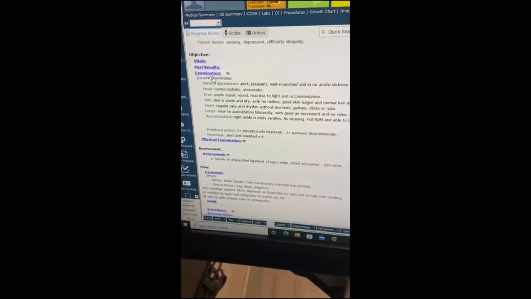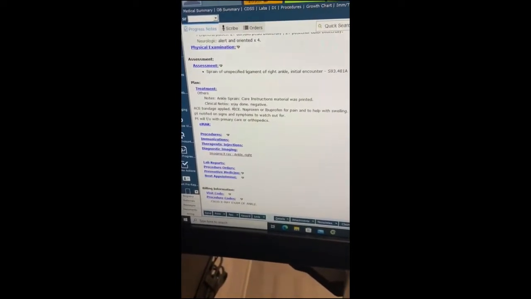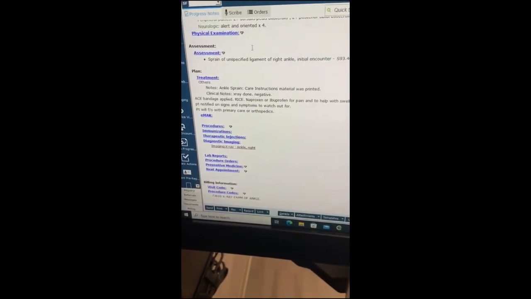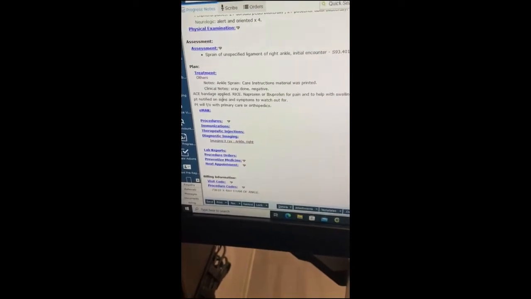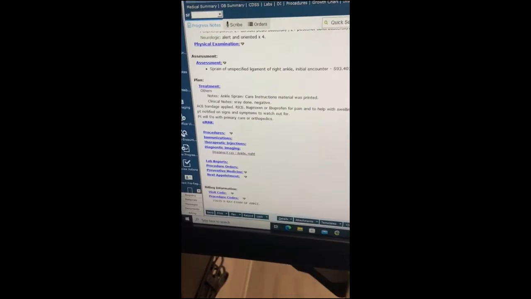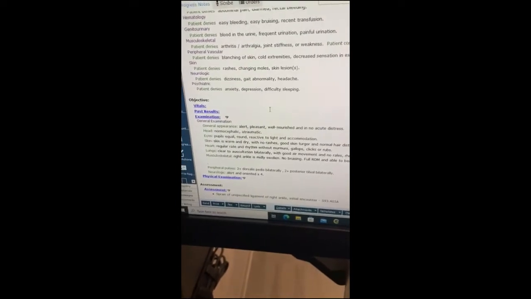So what I do personally, I'll always do the HPI, and I will do my examination, and I'll make an assessment, and I'll write the treatment. I'll write, for instance, this, and then whatever I tell the patient. So I'm sitting there with the patient, I'll say, oh, your X-ray was negative, do an ACE bandage, I'm just making this up, RICE, naproxen, ibuprofen for pain or inflammation, etc. And then I'll always tell them proper precautions, and then I'll leave the room.